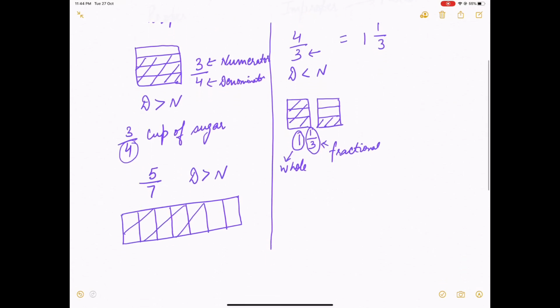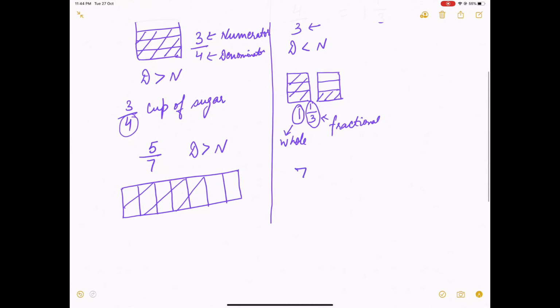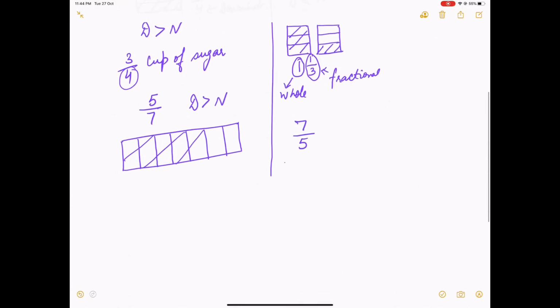Now let's take one more example. Now let's reverse this 5/7 to 7/5. So what does it mean? If I take 1 whole which is divided into 5 equal parts, 1, 2, 3, 4, 5, can I take 7 parts from this whole? No, it is not possible. So I need this whole in full.